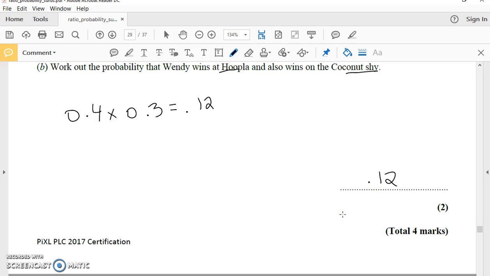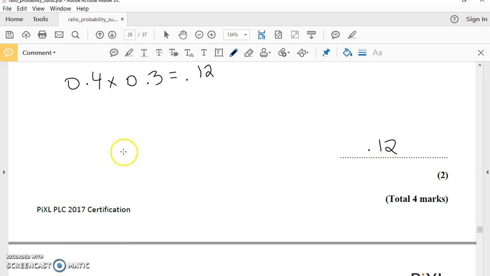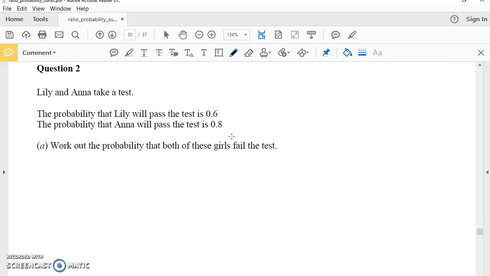And again, we want to show that we understand that we want to take the probability of winning one and then the probability of winning the other, and then multiply them together to find our independent events.